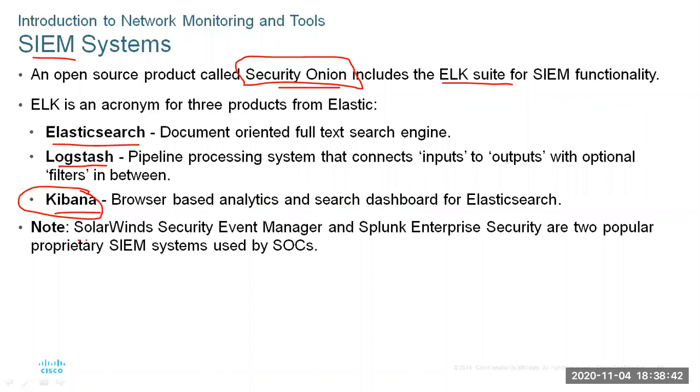Now, SolarWinds Security Event Manager and Splunk Enterprise Security are two popular proprietary SIEM systems used in security operations centers.